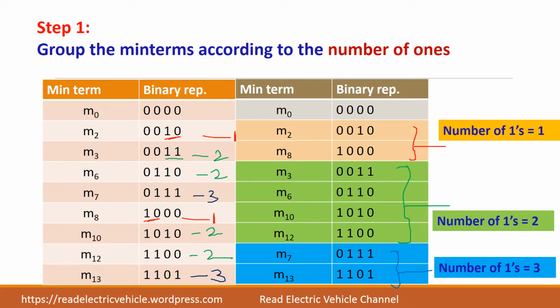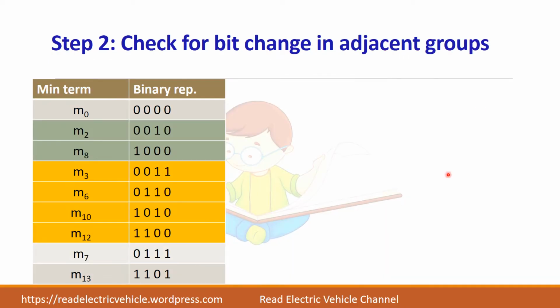So you have to rearrange the table like this. So first step is over. Next step, there are 4 groups now according to the number of ones. So here group 1 there is no 1. In second group 1 is there. In third group 2 ones are there, and in fourth group 3 ones are there. So like this we have grouped and 4 groups are there.